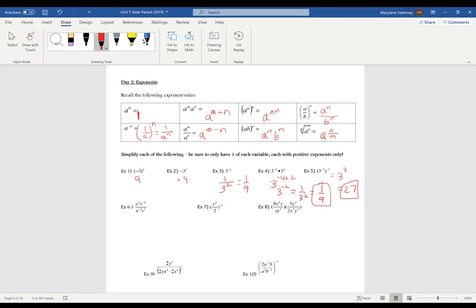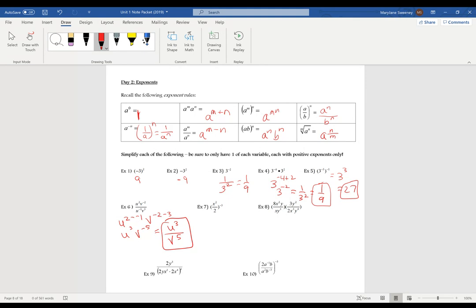When you're doing division, you subtract. So this is u to the 2 minus negative 1. This is v to the negative 2 minus 3. So this is u to the 3rd, v to the negative 5th. U to the 3rd is going to stay on top because it does not have a negative exponent. V to the 5th will flip on the bottom. That negative 5 then becomes a positive 5 when it flips to the bottom.